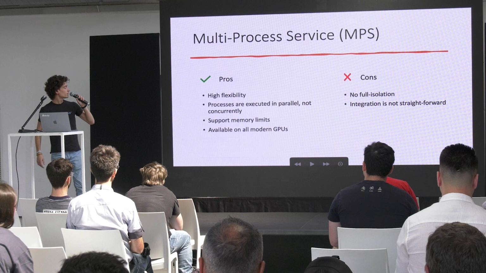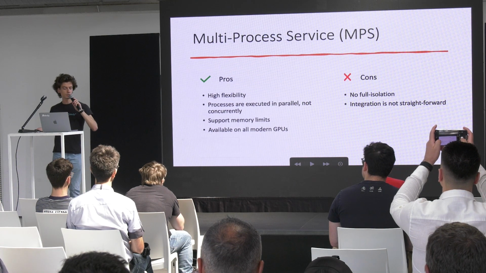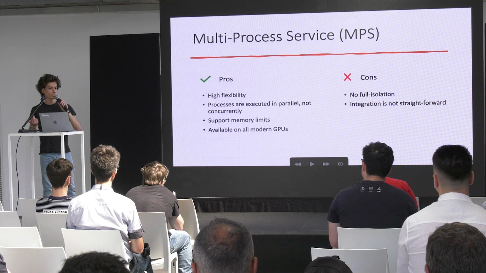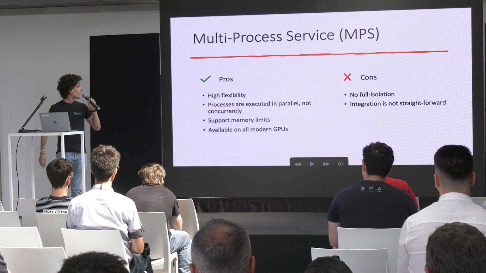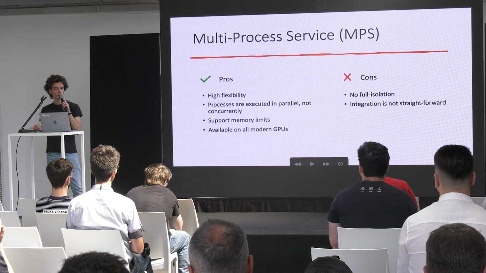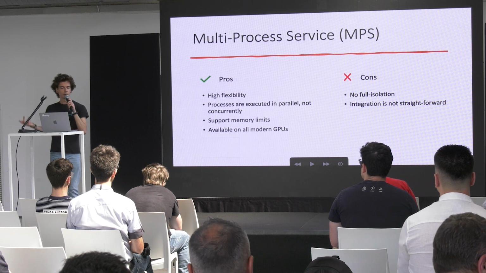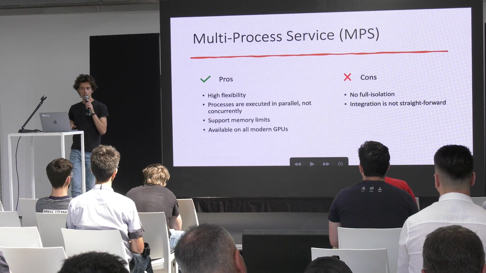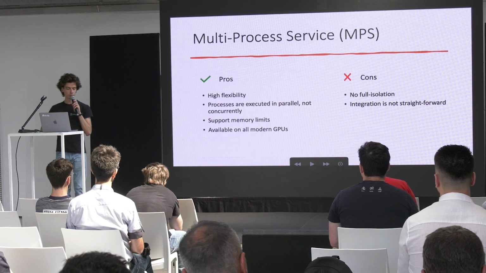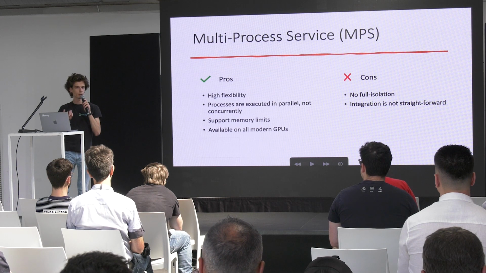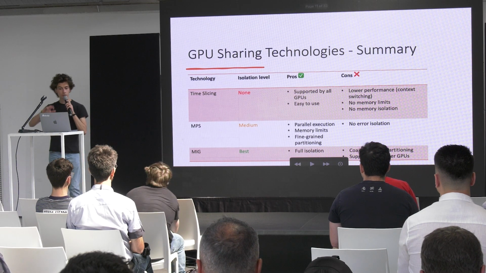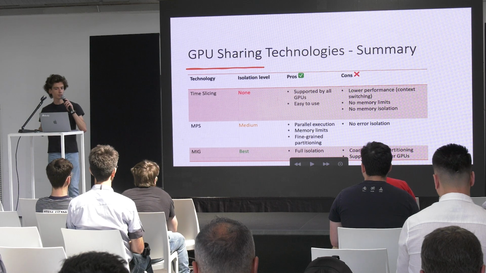So, the main advantage is high flexibility. You can choose the slices you want, it's very flexible. Processes are executed in parallel, so you have higher performance compared to time slicing, and you have memory limits. And also it is available in basically all the modern GPUs. However, you don't have full isolation, and also integration is not straightforward because you have the MPS server in the way between the client and the GPU, and this is not totally transparent to the client, so you have to make some modification.